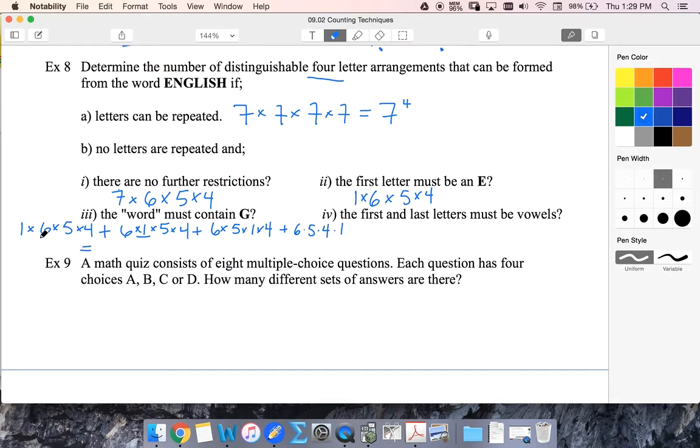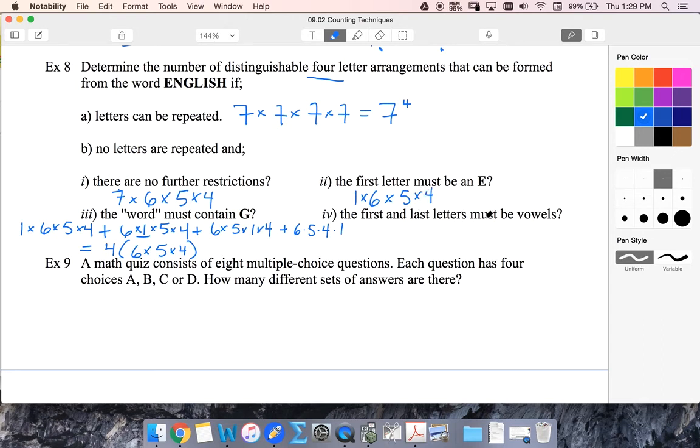We could shrink this down to see we have 1, 2, 3, 4 different places the G could be, times 6 times 5 times 4. So these 3 are my other 3 letters, and there's 4 places the G could be. Here there was 1 place the E could be, and there was the other 3 letters.